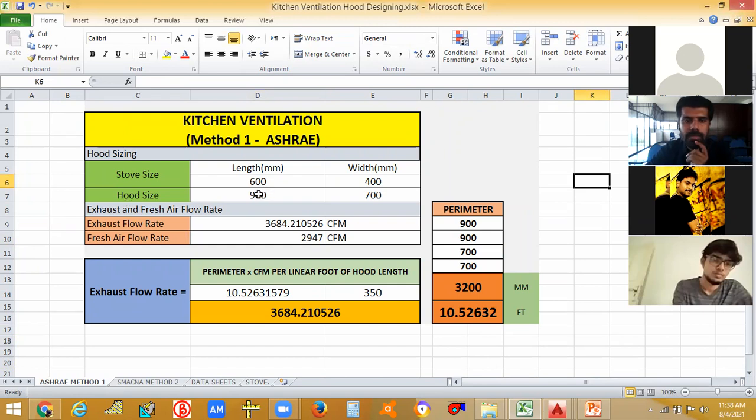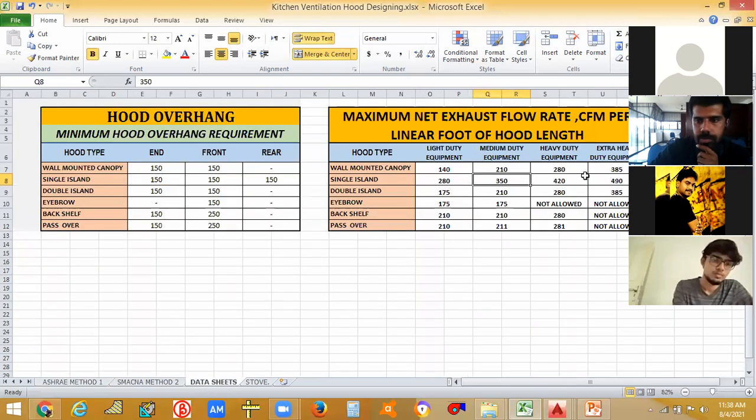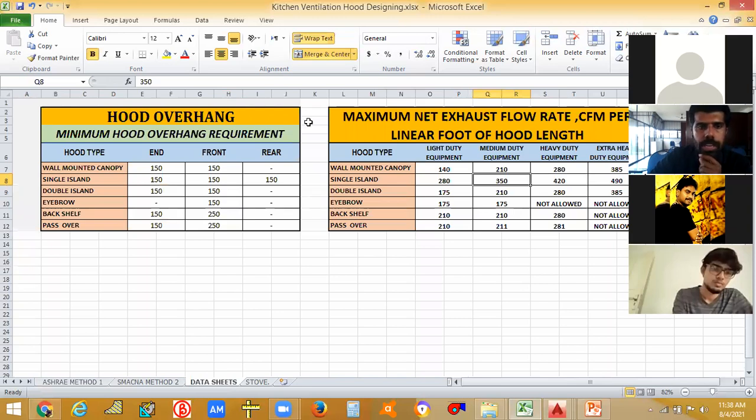For the hood size, if I am choosing a wall mounted type, what will be the overhang? Let's see the data sheet. We need this sheet for ASHRAE. For SMACNA we just have a formula, that's enough. If you are using the ASHRAE method, we need both these tabular columns: the minimum hood overhang requirement.